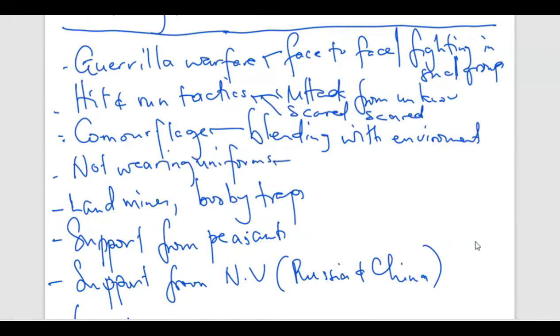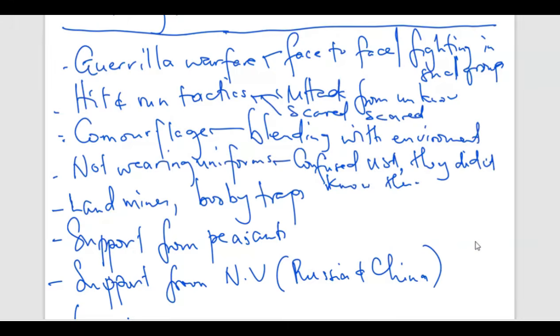Then also, not wearing uniform confused Americans. USA soldiers didn't know who the enemy was. If your enemy is in uniform, you can easily identify them. But if they were not in uniform, it meant that the Americans could not even realize who the guerrillas were, because they were not in formal uniform. They were just fighting in plain clothes. And that was to the disadvantage of Americans, for they didn't even know who the enemy was.